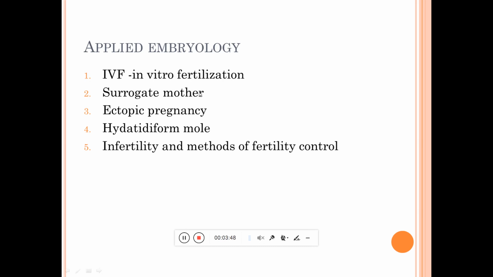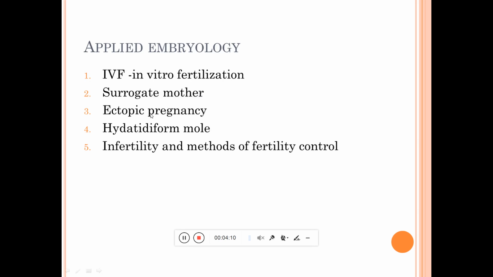So genetically they are the mother and father, but the nutrition and development take place in the other uterus. This type of mother is known as a surrogate mother. There are so many medical and legal problems that will arise. You will discuss them later on.